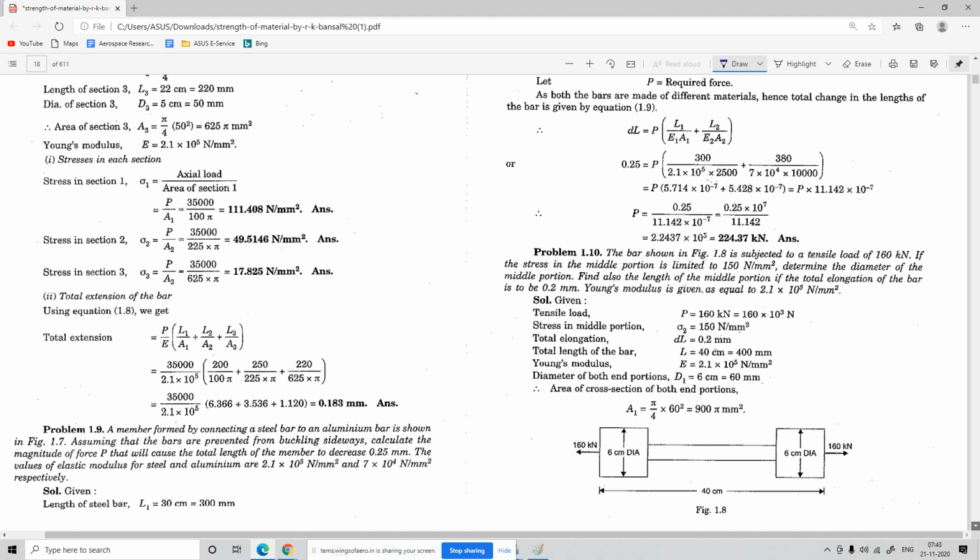So the total extension is coming about 0.183 meter. Sorry, mm. Are you getting the same answer? Just let me know. 0.1837. Okay. And what about the individual ones?